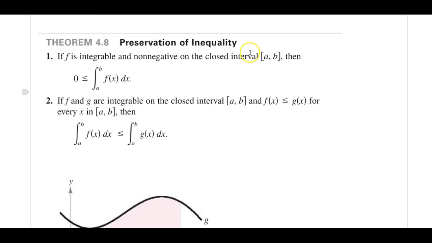And the last property in this section is what we call preservation of inequality. If f is integrable and non-negative on a closed interval from a to b, then the definite integral from a to b of f of x will also be non-negative. So you're not going to get a negative definite integral from a positive function.